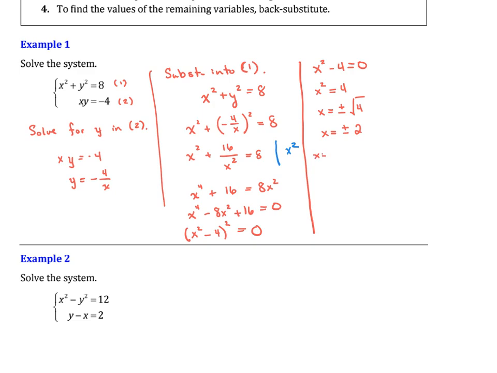Now, if x equals 2, what's that mean about y? If x is 2, y would equal -4 over 2, which would mean that y equals -2. Or if we go back and we say, what happens if x equals -2? Then y would equal -4 over -2, which would be +2. So our two solutions would be 2 comma -2 and -2 comma 2.